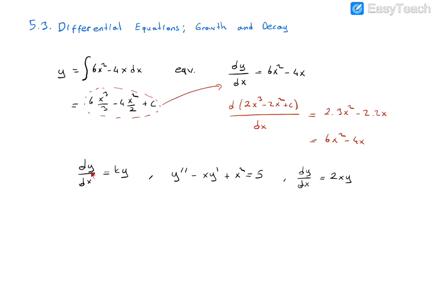Here there is a first derivative of y, and also in the last equation there is a first derivative of y. Because of this, the first and third equations are called first order differential equations. Here we have a second derivative of y and the first derivative also, but the highest derivative is the second derivative. So this equation is called a second order differential equation because it involves a second derivative but no higher derivatives.